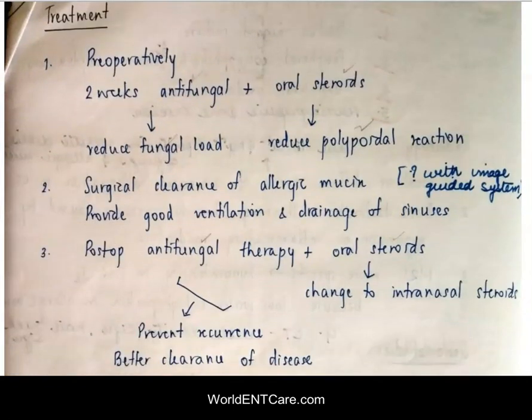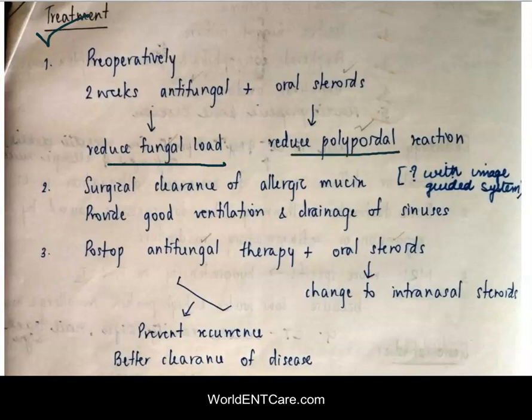And coming to the treatment part, the treatment part is also very important. See, surgery is the treatment of choice in allergic fungal rhinosinusitis. No matter what, we have to reduce the bulk of the disease. For that we have to give steroids and antifungals preoperatively as well as postoperatively. I'll be discussing that in detail. Preoperatively we need 2 weeks of antifungal and oral steroids to reduce the fungal load and to reduce polypoidal reaction as well as bleeding.